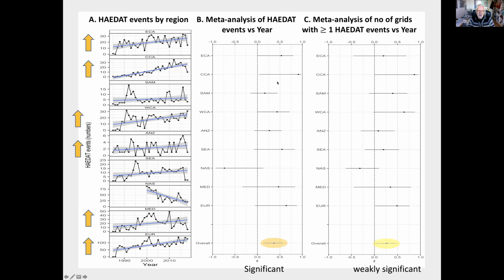And you can see region by region, none of those correlations are significant. Only when you look at the global total, it's the power of large numbers of data. Yes, there is a significant increase in HAB reports over time. We did it in another way, where we looked at the number of geographic grids that had one or more HAB events per year. We did a similar meta-analysis, and this correlation is only very weakly significant. So we can't really state categorically that there has been a global increase in the distribution of HAB events, but there is an increase in the number of reports.